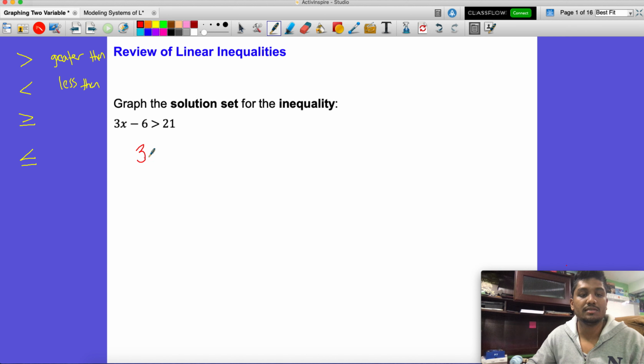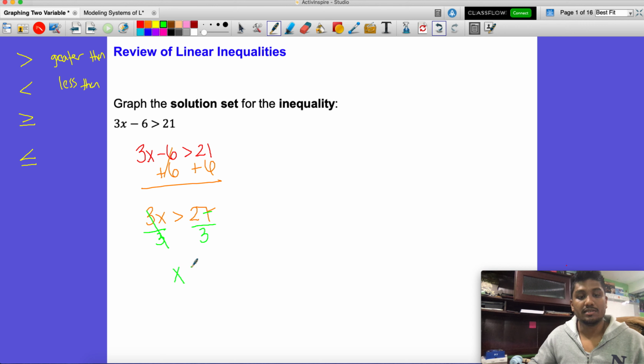So we have 3x minus 6 is greater than 21, and it's solved the same way as an equation, meaning one with an equal sign. We start by isolating the x. We're not going to touch this. Instead, we add 6 to both sides, and we're left with 3x is greater than 27. Then we continue solving for x by dividing both sides by 3. These cancel out, 3 divided by 3 is 1, so x is greater than 27 over 3, which simplifies to 9.